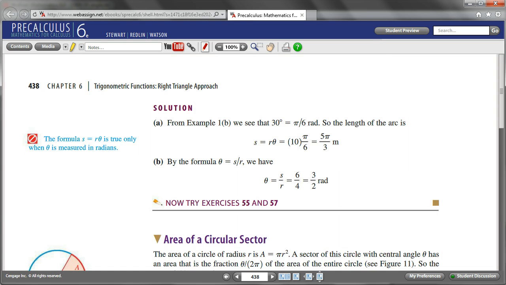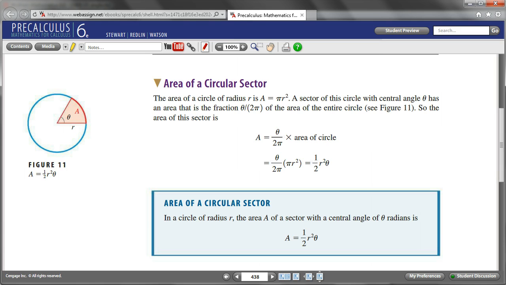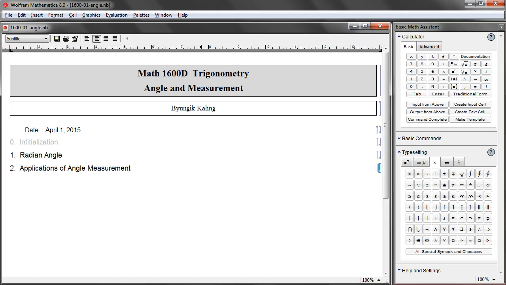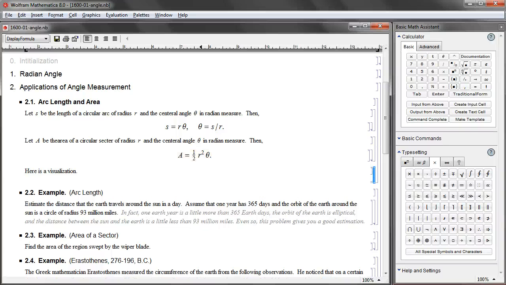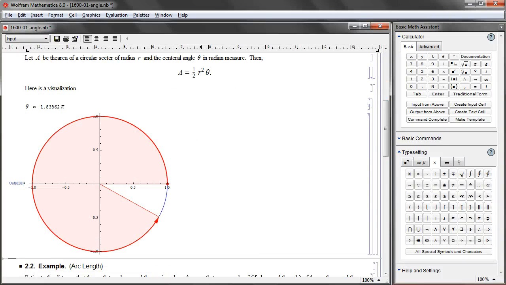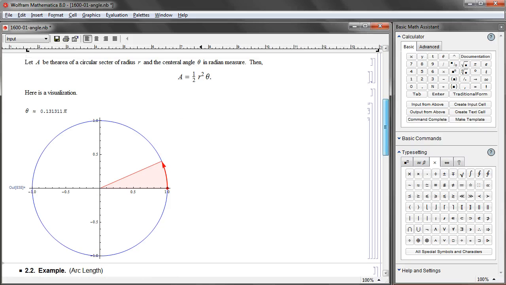Next is the area formula, and it goes like this: A equals 1/2 r squared theta. The visualization is given in figure 11, but let's use the notebook I have for a little bit better control. Here is the arc length formula, and that's pretty much straightforward. Let's talk about the area formula. Here's a visualization. It's a little bit difficult to visualize with this one, so too small. Okay, this is just about right.